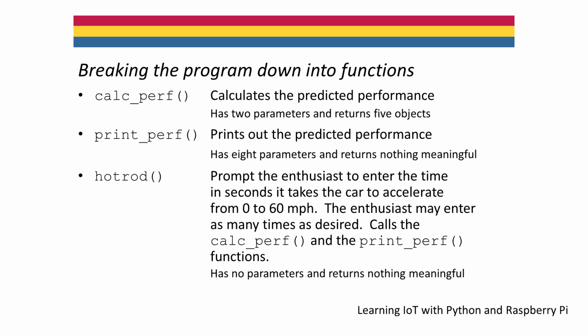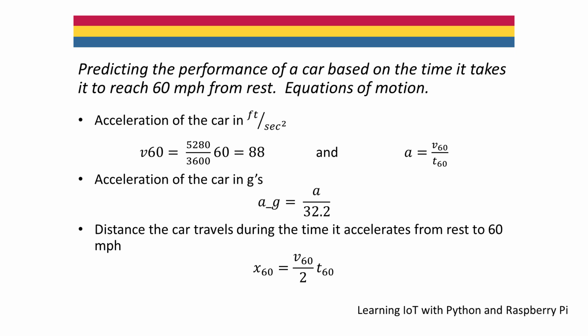We'll first explain the equations used to calculate these quantities and then describe the Python assignment statements. We'll assume that the car accelerates uniformly, and we'll also ignore forces such as friction and drag. Moreover, since we assume that the car is only moving in one direction, we'll refer to the speed of the car rather than its velocity. Assuming the car starts from rest, the acceleration of the car is equal to the speed of the car at the end of the acceleration period, which we assume is 60 miles per hour, divided by the time it takes the car to accelerate to that speed.